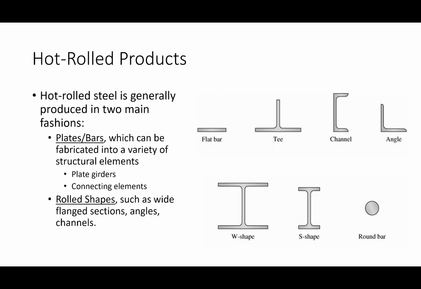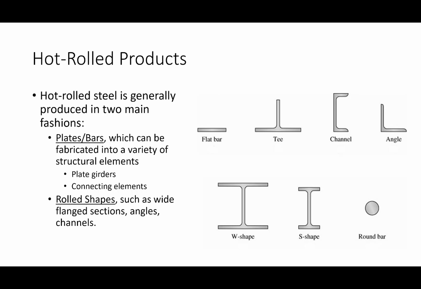So, for example, the HP shapes are piles. Those are the shapes that you would use for foundation design. The most common rolled shape that we will use is a W shape, and it says W because W stands for wide flange.